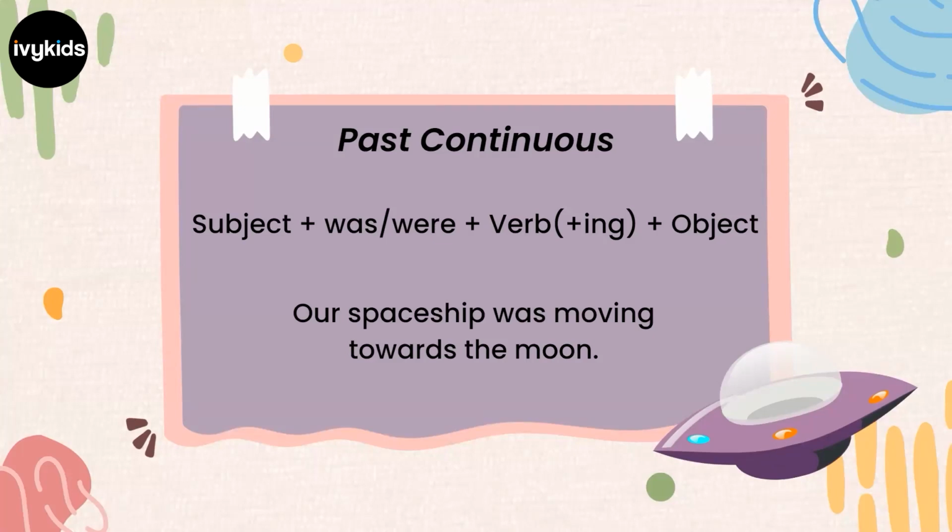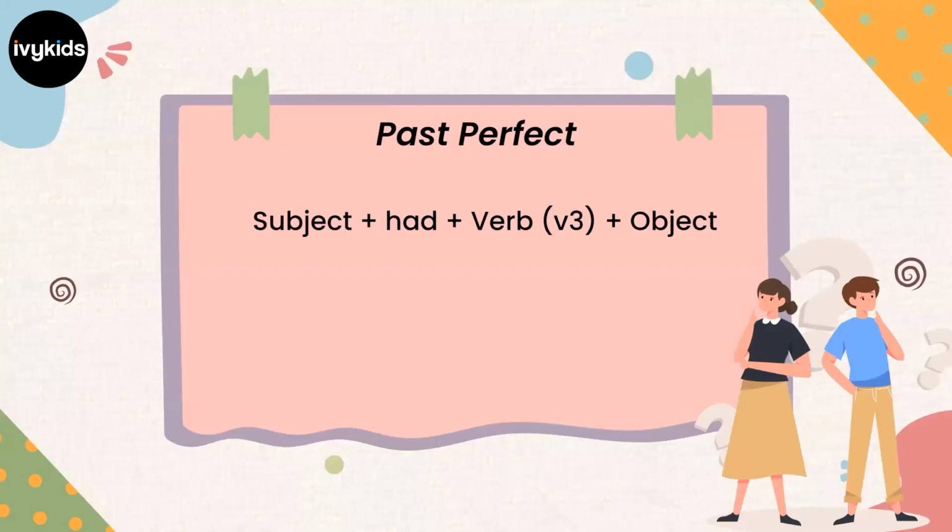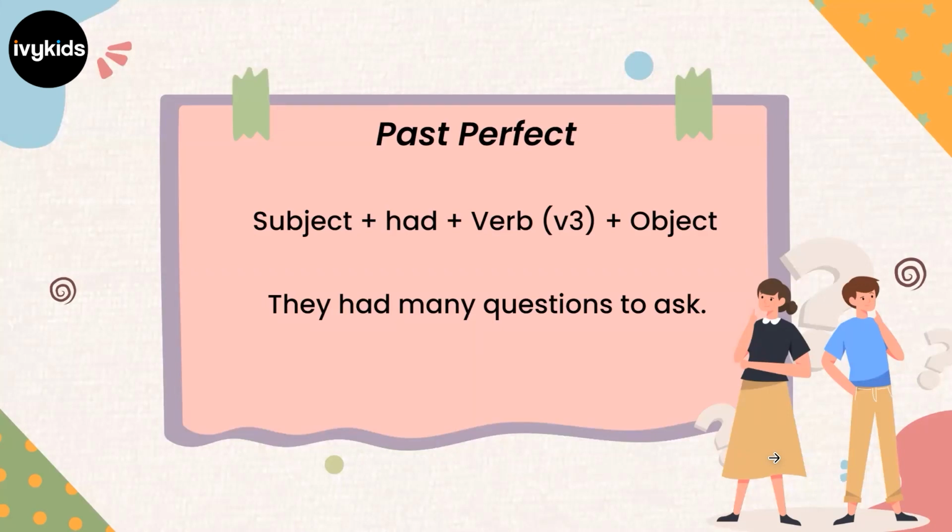Alright, moving to past perfect. Now past perfect, we put subject in the beginning of the sentence, then we put had, then we write verb's third form and then object. Let's look at an example. They had many questions to ask. Now in this case, we are able to indicate an action in the past that had been completed before another time. Basically, when I'm talking about it, it is done sometime in the past. Okay? So started in the past, got completed in the past.